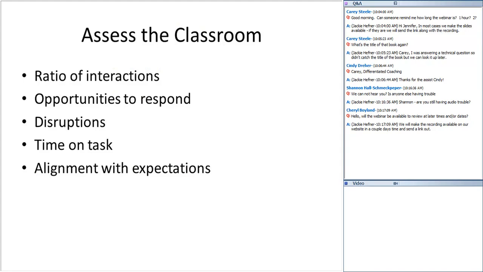You've got the ratio of positive interactions, opportunities for students to respond or actively engage in classroom instruction, disruptions, which are anything that gets the teacher or another student off task, actual time on task or academic engagement, and then alignment with expectations, which would be compliance. So we look at both engagement and compliance, and we look at those as 2 very separate things.